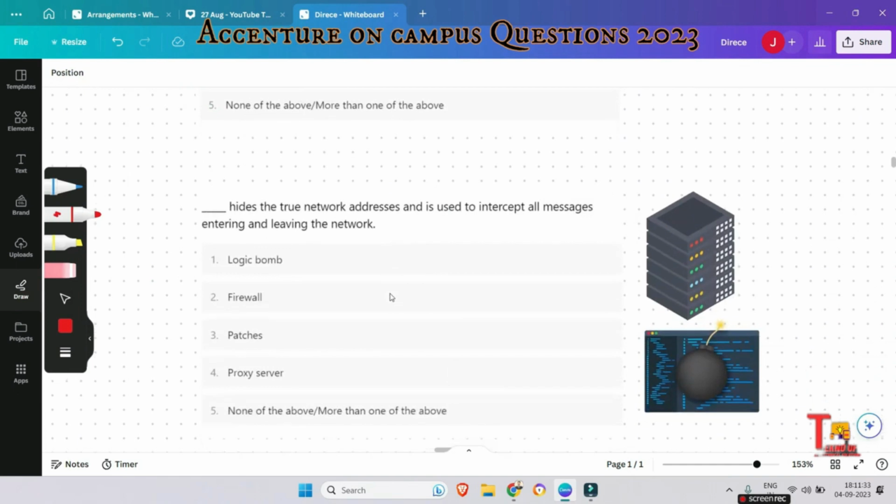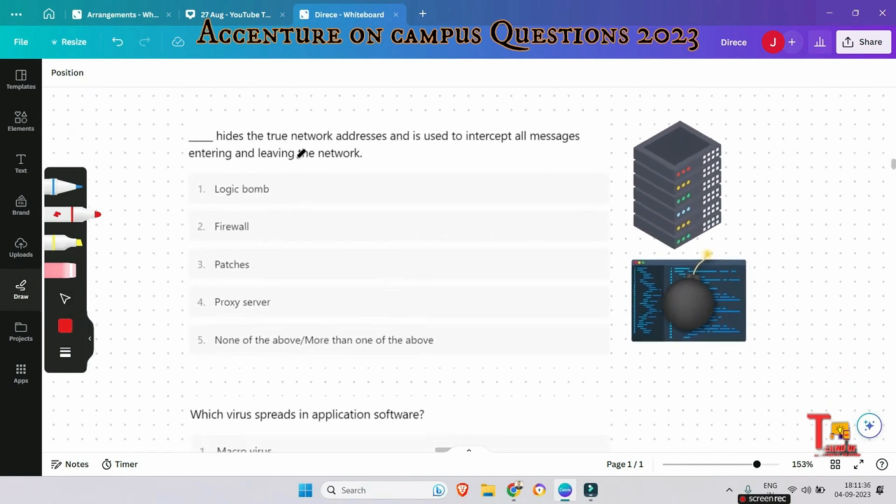Okay, let's go to the next question, that is, dash hides the true network addresses and is used to intercept all messages entering and leaving the network. What will be the correct answer in this case? Logic bomb, firewall, patches, proxy server. Please give me the answer in the comment section.